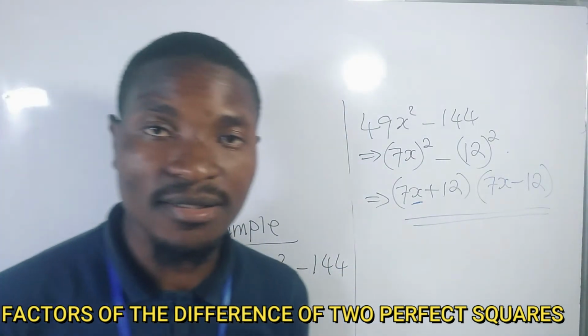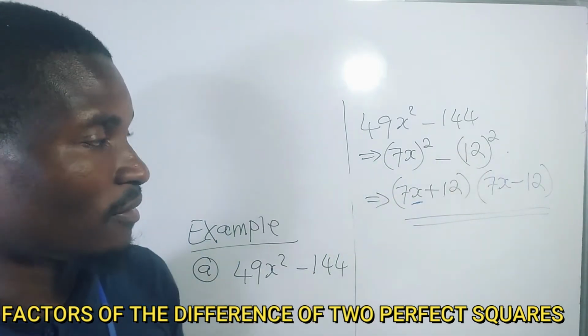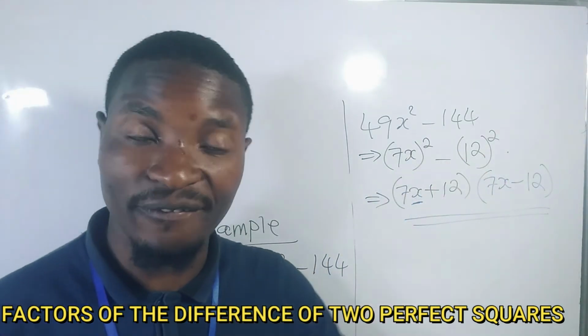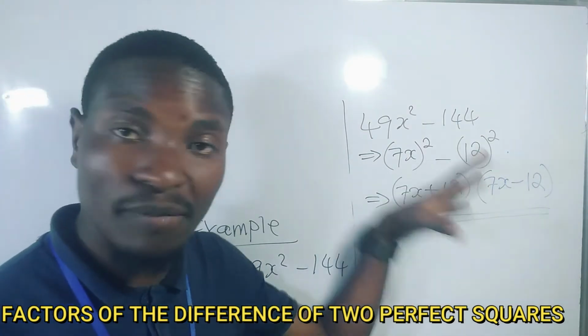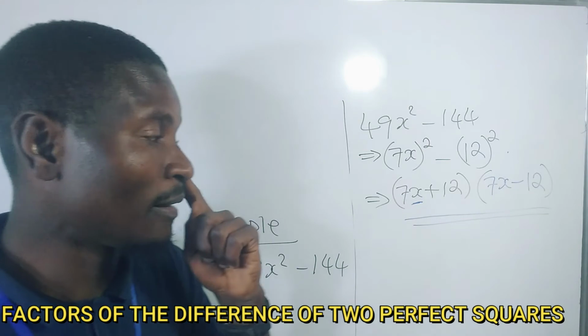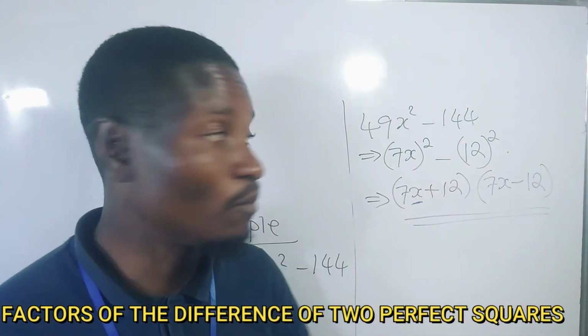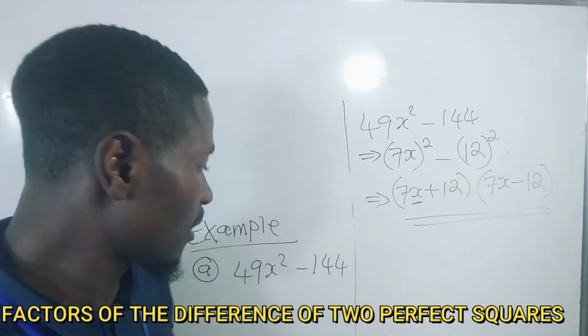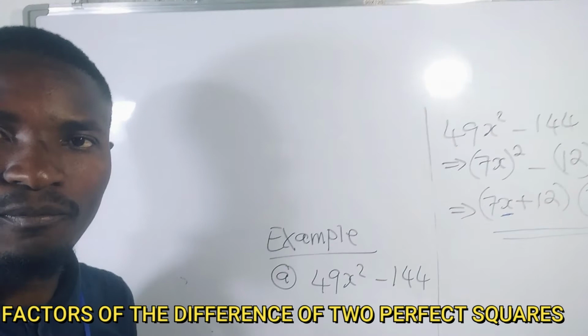That's how you can answer this kind of problem about the factors of the difference of two perfect squares. That's how we can answer it. So make sure that you understand that, and then you will not have problems solving this question. Okay, so now let us move to the other part.